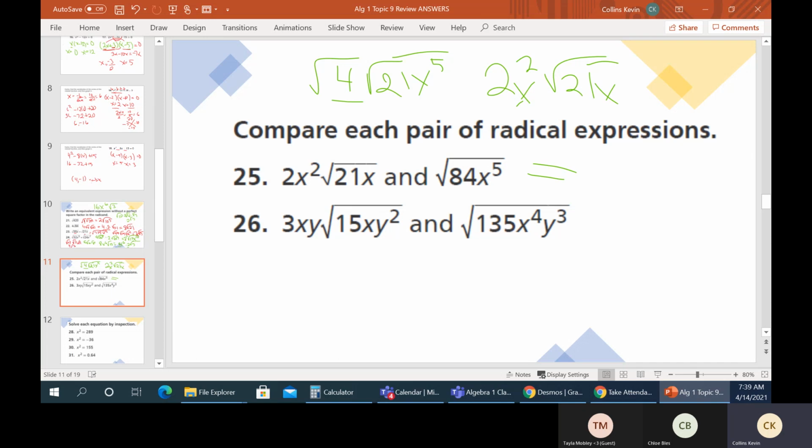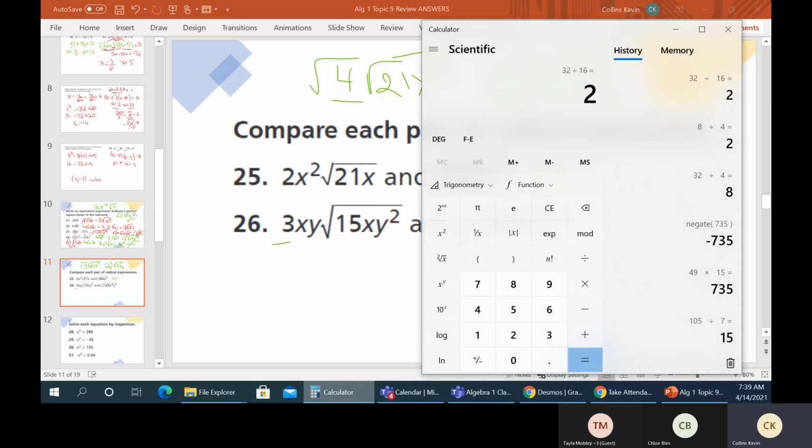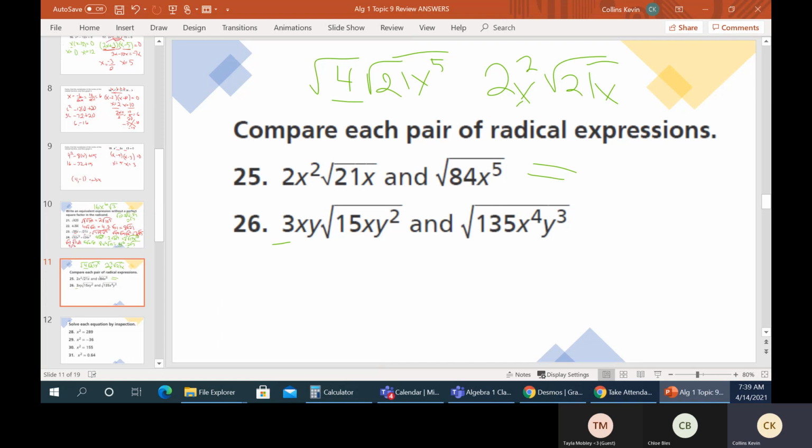All right, so they want to compare these two guys. So your hack on this one is, since this is a 3, and they pulled that out front probably, then 3 times 3 is 9. So let's see if 135 can be divided by 9. So clear it out. We get 135 divided by 9 equals 15. Okay? So then for this guy here, you're going to have square root of 9 times the square root of 15. Then we have the square root of x to the 4th and y to the 3rd.